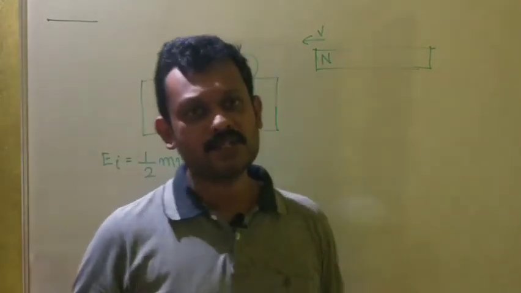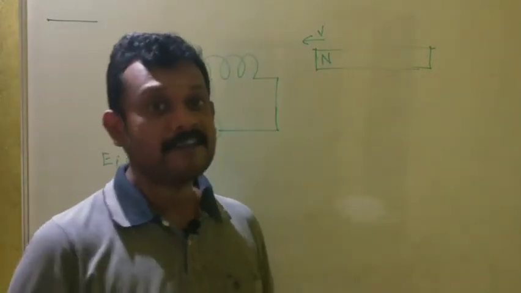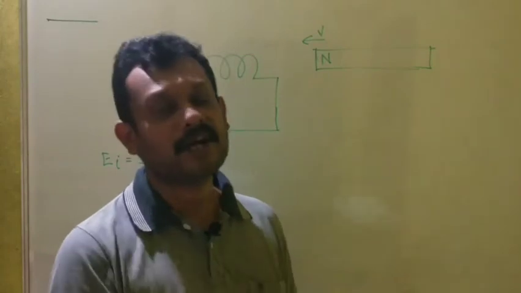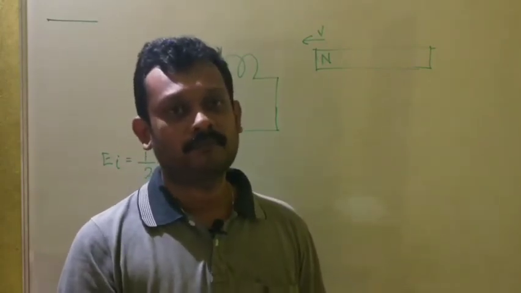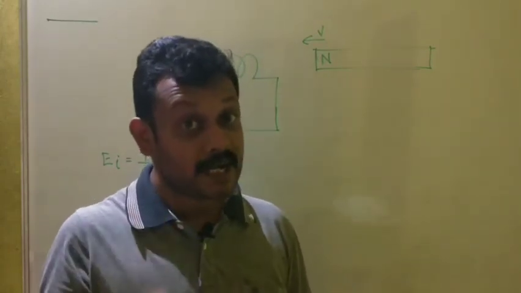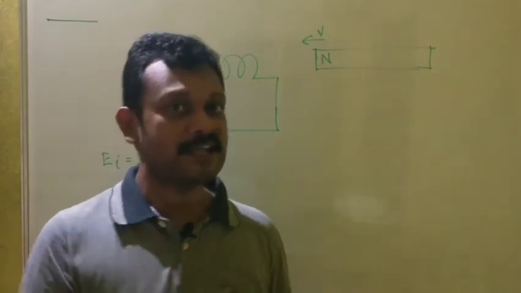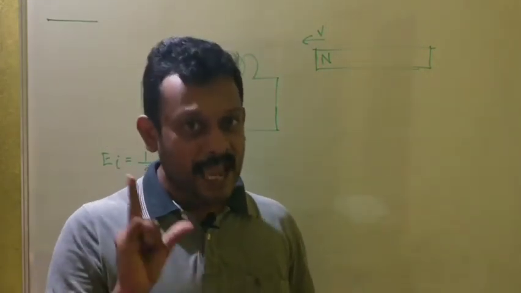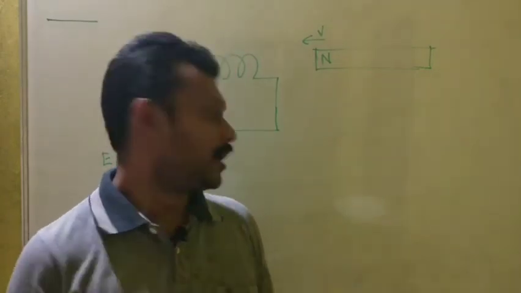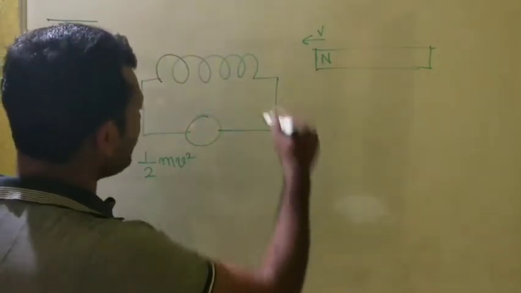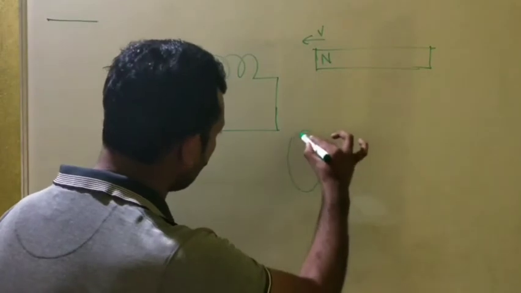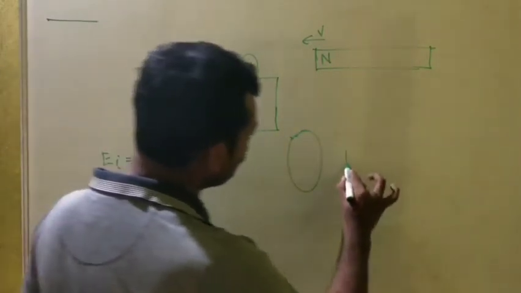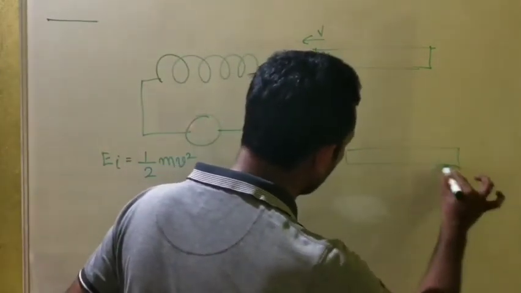According to your knowledge, EMF is energy per unit charge. EMF is work done per unit charge, that is, work done is energy. So EMF has to be nothing but the energy of one coulomb charge. Now let us take one of the turns of this coil, and let us consider that the north pole is brought towards this.